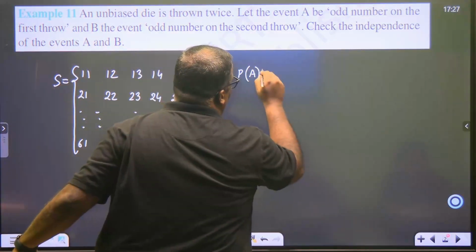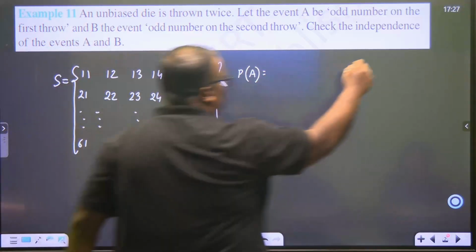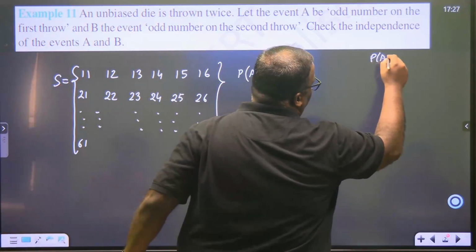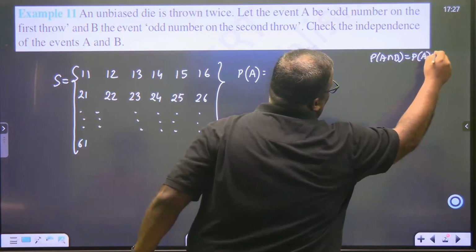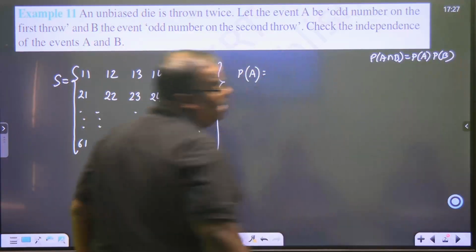Let's look for the probability of A. Independent means we have to show that P of A intersection B is equal to PA into PB. This is what we have to establish, and then it will tell us that they are independent.